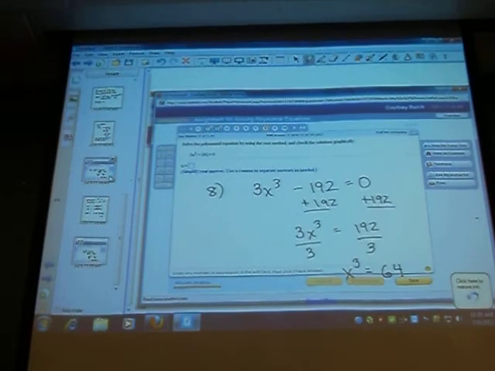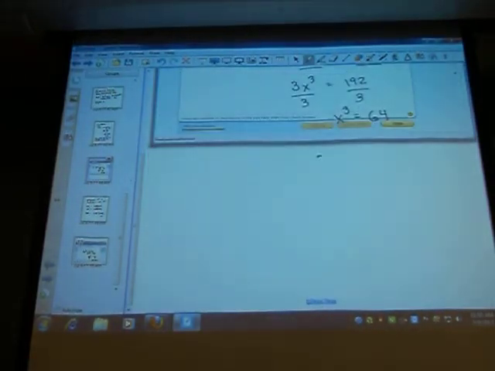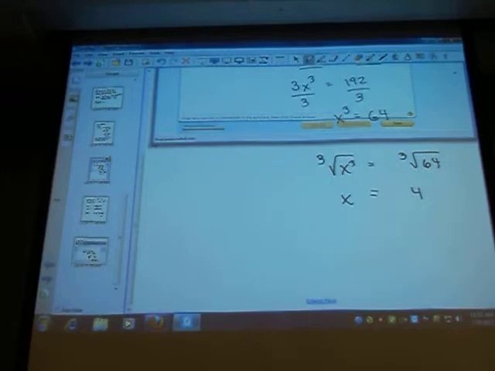I want number 9 because it has a fraction. Okay, I was trying to finish this problem, so I would cube root x to the third to get rid of that. And then I would cube root 64 and get 4. Now since that's an odd root, you don't need the plus minus, because negative 4 cubed doesn't work. Negative 4 cubed is negative 64, not positive 64. Only positive 4 would give me the right answer.